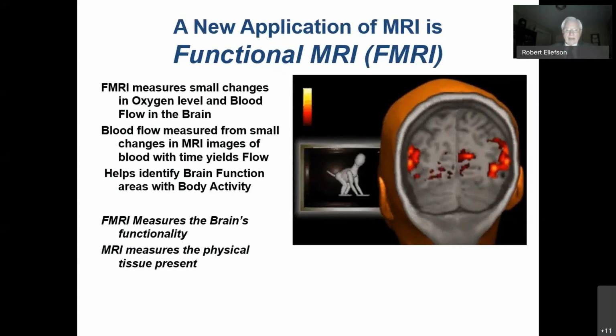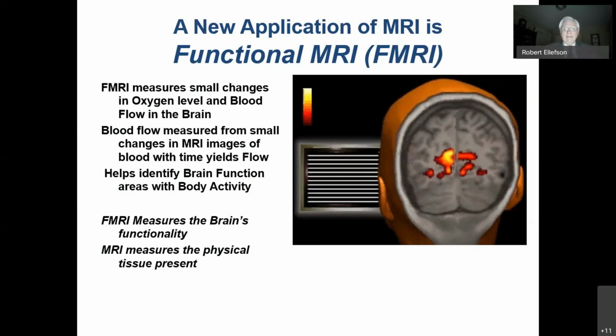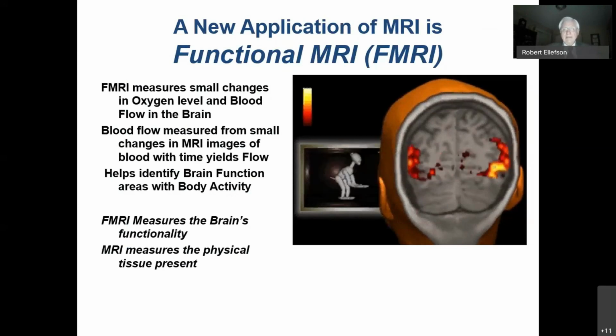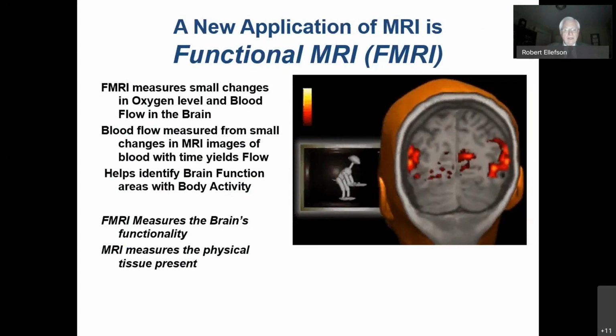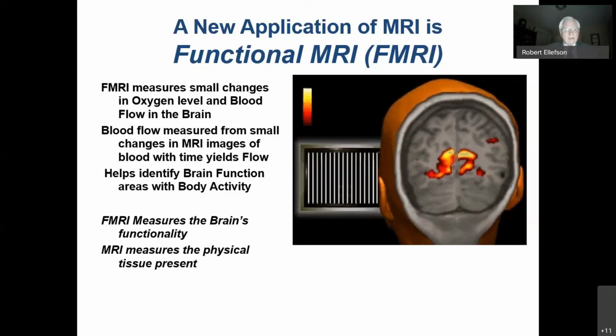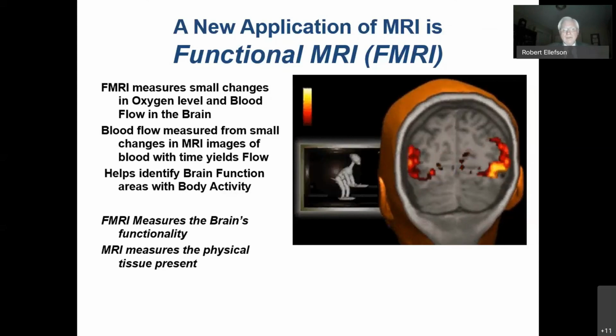So functional MRI looks at the brain's functionality and is available for studies of how cognition occurs. The main one for hospital use is the MRI that measures physical tissue presence. And so it would look for things like brain tumors.